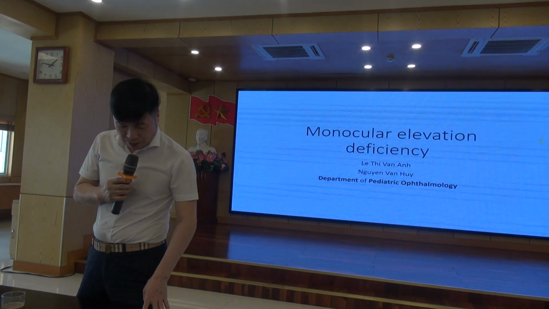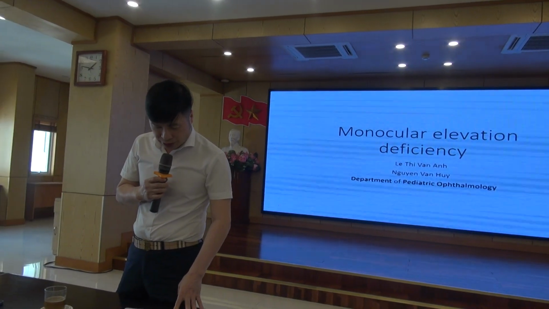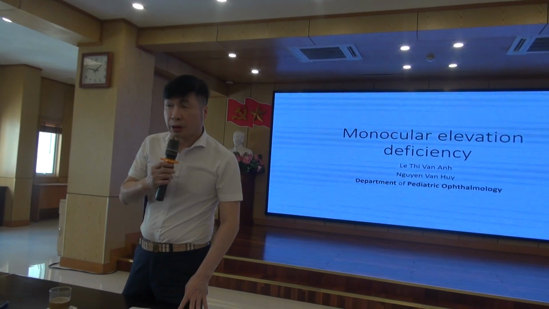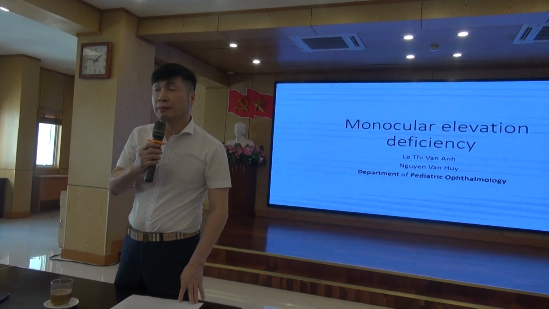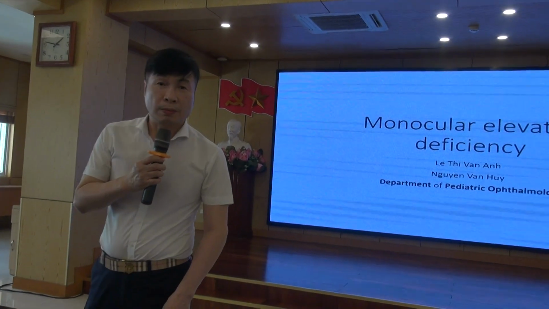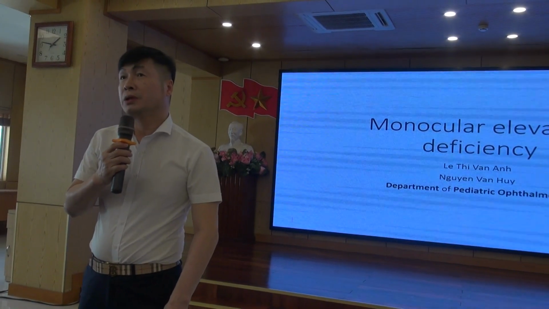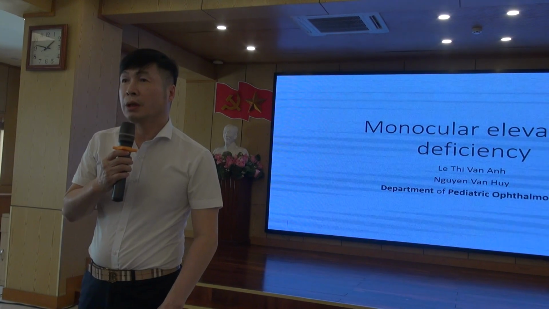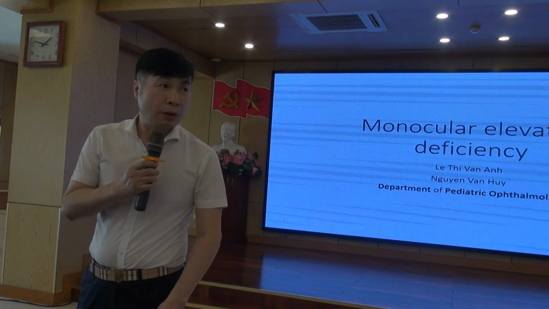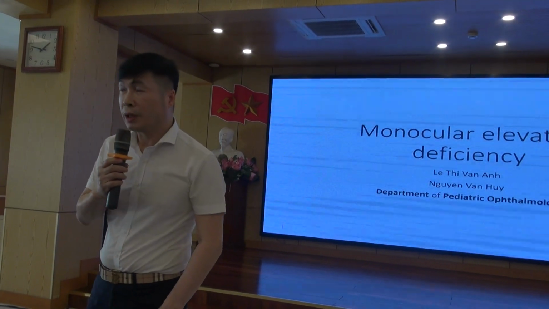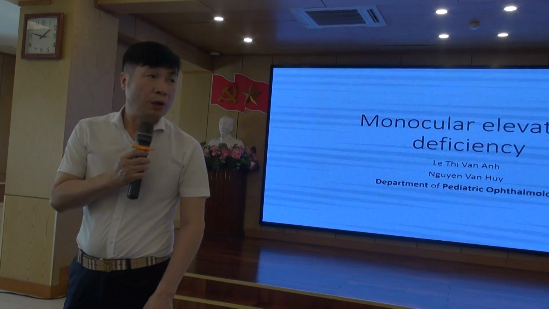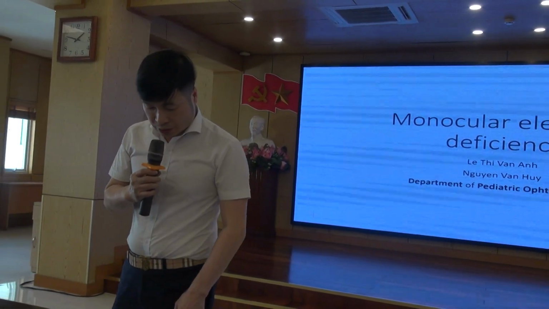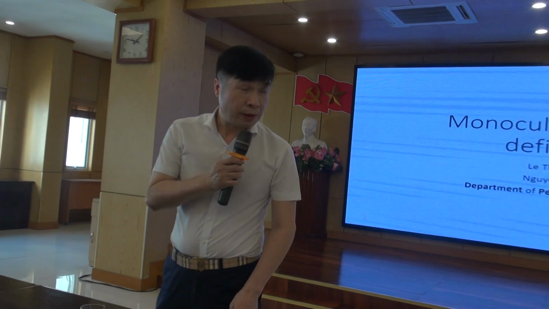So we're talking about monocular elevation deficiency in children. Sometimes they have associated symptoms. That means the patient has an associated adduction or abduction deficiency and also ptosis or strabismus. So please go ahead with your presentation.